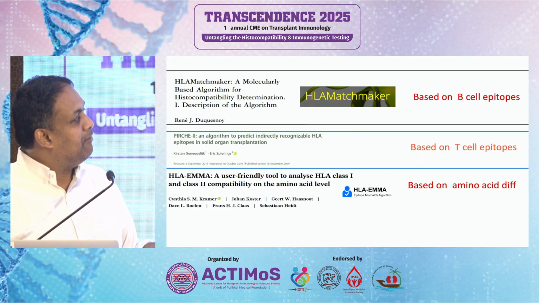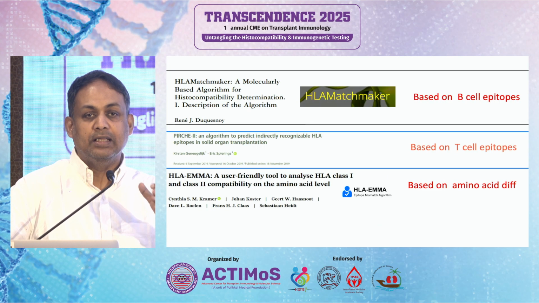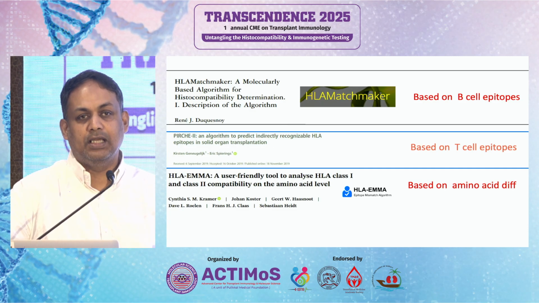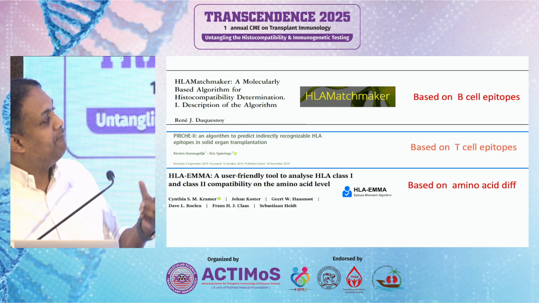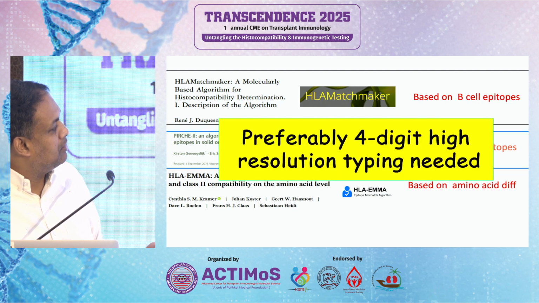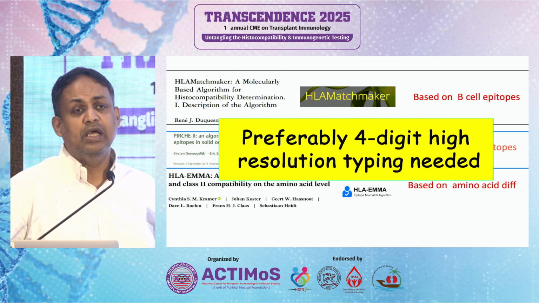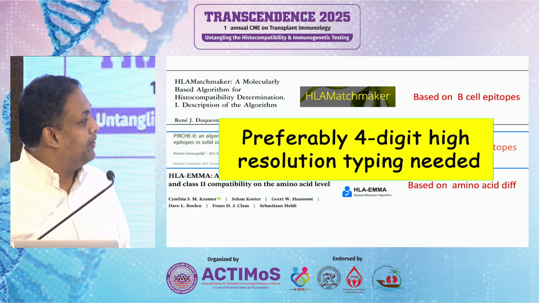So basically, people have developed different tools based on these epitopes because we have the 3-dimensional structure of these HLAs, and with the new high resolution typing, people were able to tease out which are these epitopes, and they have developed multiple computer-generated calculators based on this. But all these tools need a high resolution, 4-digit or 2-field typing to populate the real epitope data.